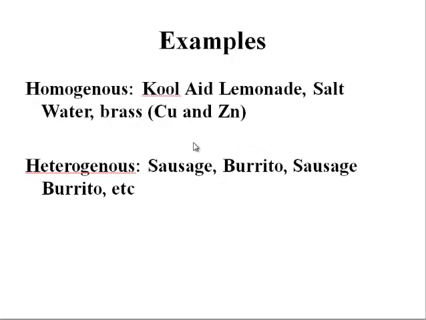So, examples of homogeneous mixtures with one phase are Kool-Aid, lemonade, the aforementioned salt water. All three of these mixtures have one liquid phase. And brass is an example of a homogeneous mixture. It's a mixture of copper and zinc. It's a solid homogeneous mixture. Examples of heterogeneous mixtures where different regions have different compositions include sausage burritos, etc.